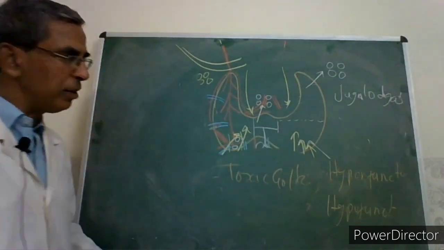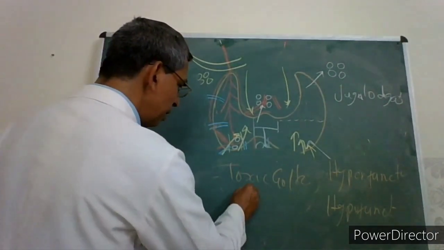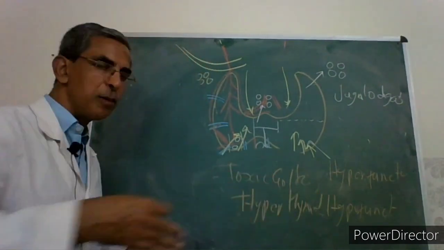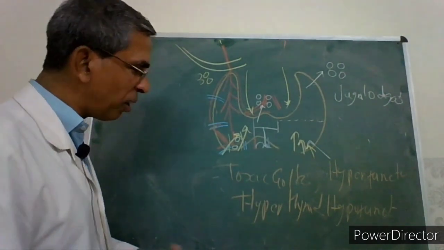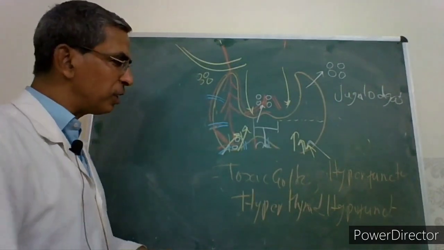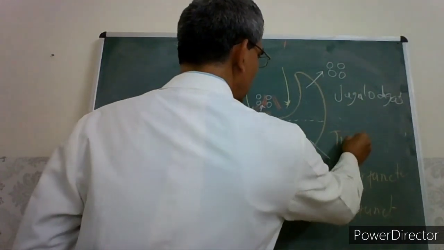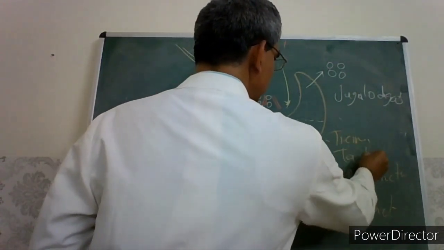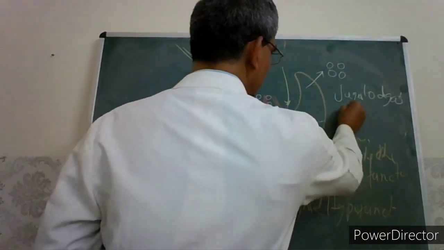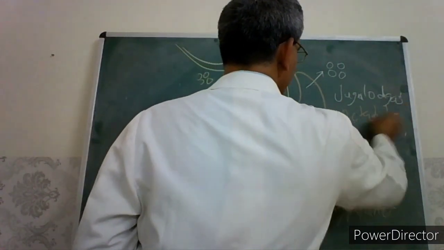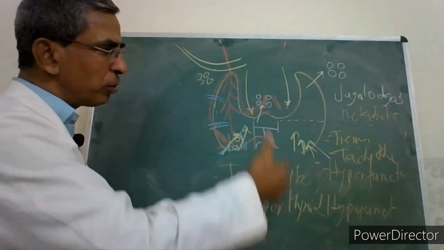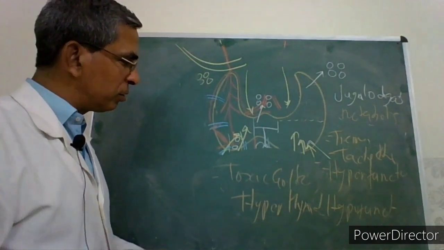Toxic goiter is known as hyperthyroidism, where the thyroid hormones are increased in large quantity in the circulation. So when there is an increased amount of thyroid hormone in the blood, what happens? Tremors occur, tachycardia with increased heart rate, and increased metabolism. There may be diarrhea and excessive sweating. These are the effects of hyperthyroidism.